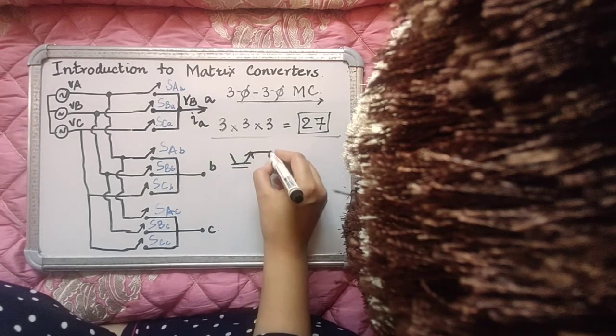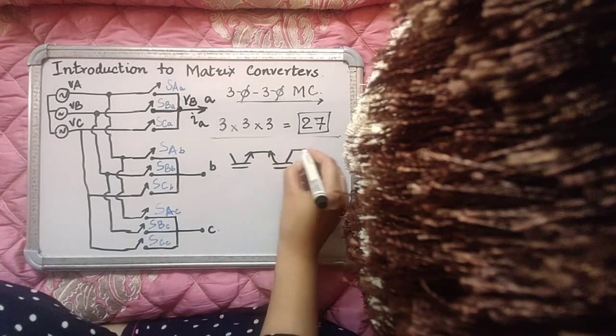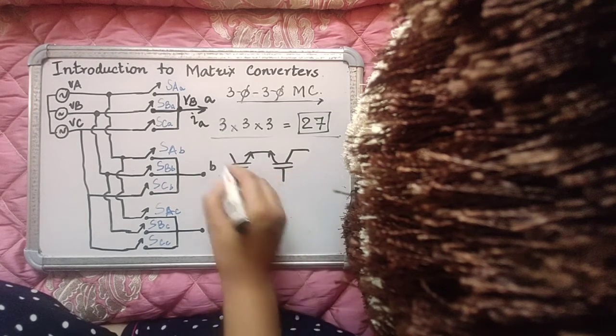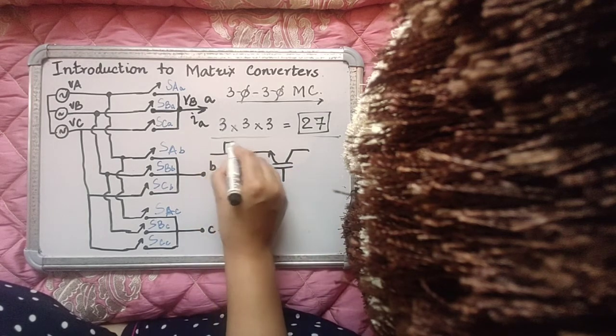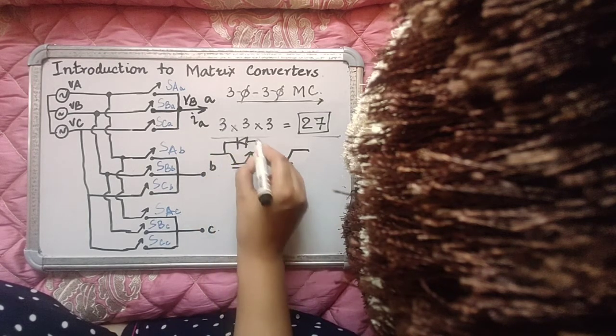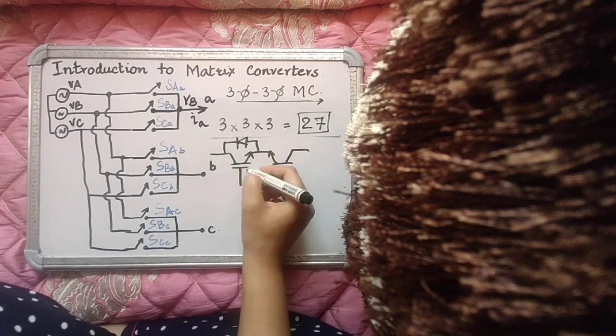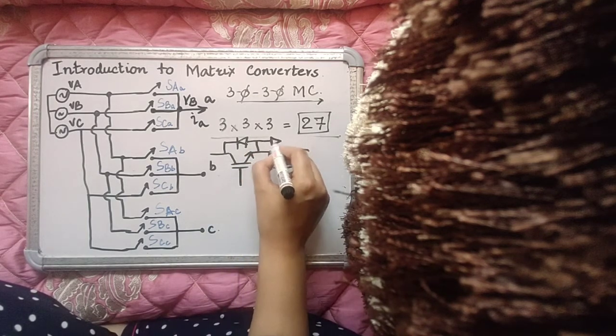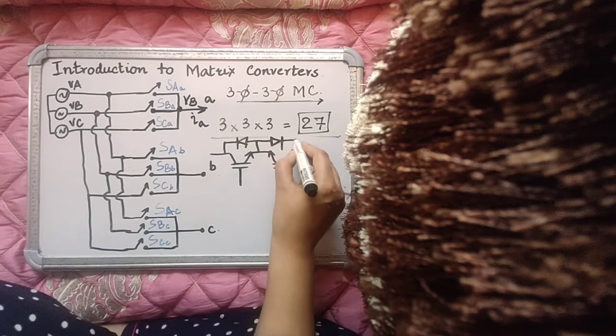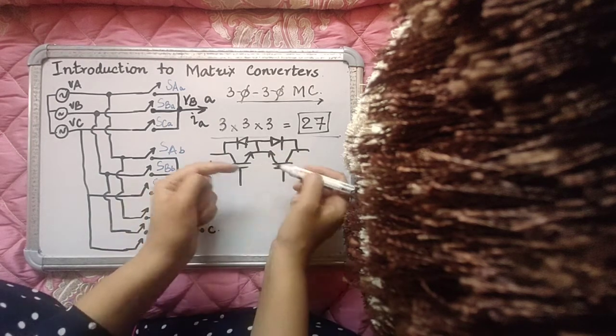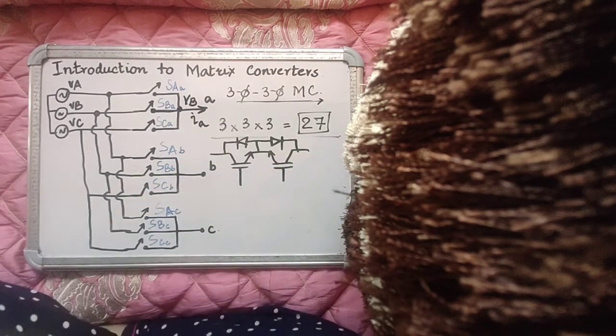A very commonly used topology is two IGBTs with antiparallel diodes in a common emitter configuration. So this is commercially available: an IGBT with antiparallel diode, and another IGBT with antiparallel diode, connected back to back in common emitter configuration.